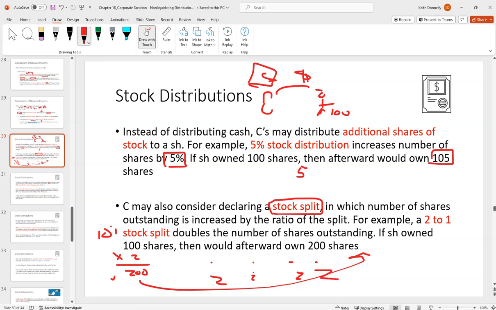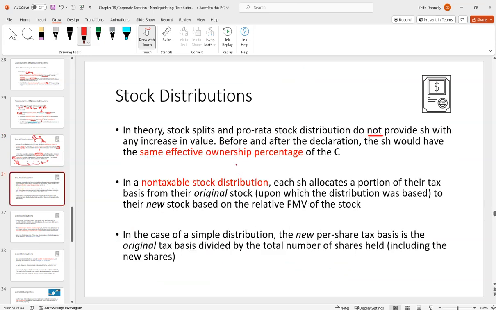So when you look at it effectively afterwards, if you own 10% beforehand and you got double, and everybody else had their relative ownership percentage and they got double, well, afterwards, you own 10%. You're not really any better off. You just have more shares that are each worth hypothetically less. Right, so that's what's going on there.